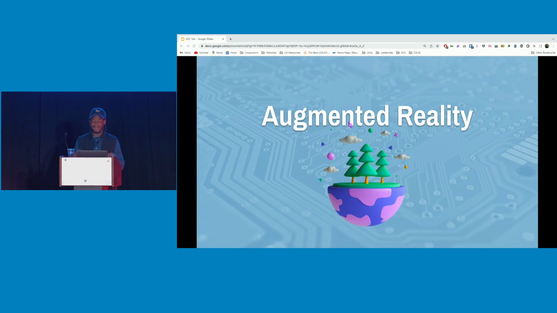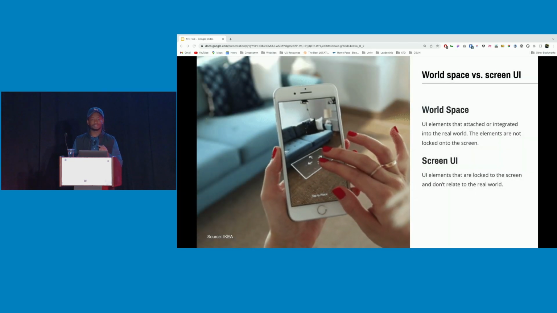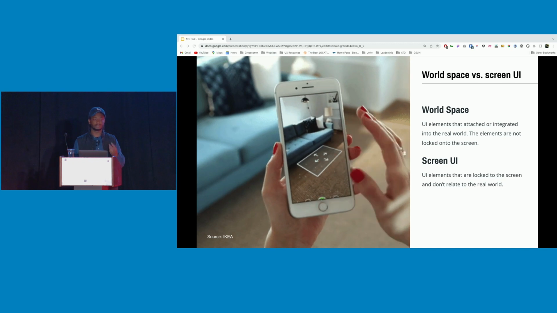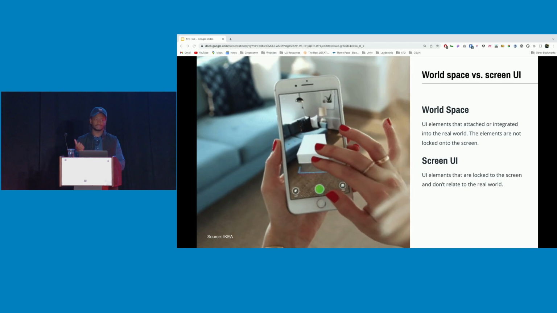Now, augmented reality is my favorite thing to talk about, due to all the potential applications like glasses and contact lenses. However, today I'm going to focus on consumer level AR, which is mostly limited to phones, tablets, laptops, and devices like that. When you're designing for augmented reality, there's really two things you need to remember or pay attention to. That is world space and screen UI.